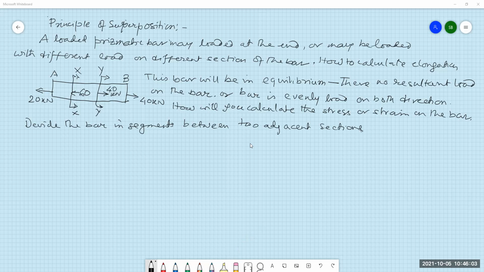Let us resume again. Now we have to divide the bar into two, divide down the segments between two adjacent sections, which means we have to divide from AA to XX, XX to YY, and YY to BB. Okay? So there will be three free body diagrams.